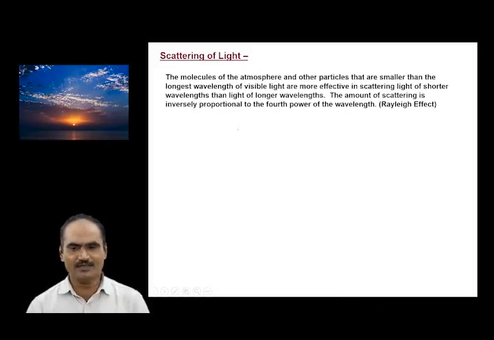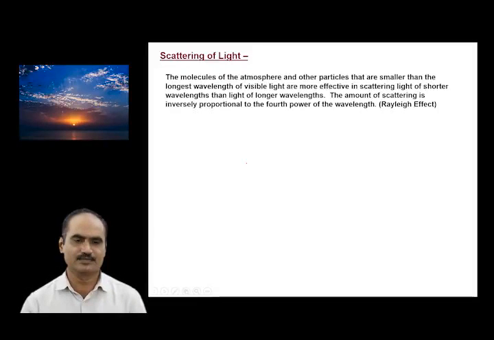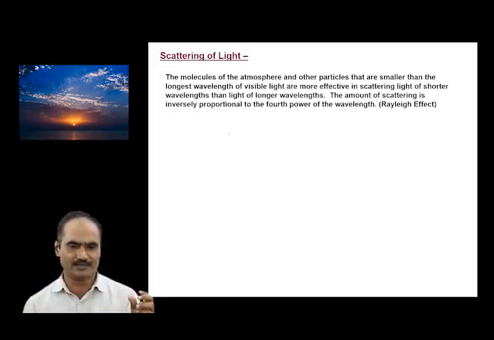So what is the scattering phenomenon and how does it take place? When light travels in a medium or an atmosphere, while passing through the atmosphere the light will be incident on the molecules of the atmosphere, whether oxygen or other molecules. Then the light will be scattered in different directions. The amount of scattering depends upon the size of the molecule, right? If the size of the molecule is larger, the scattering will be larger. If the size of the molecule is smaller, the scattering will be less.